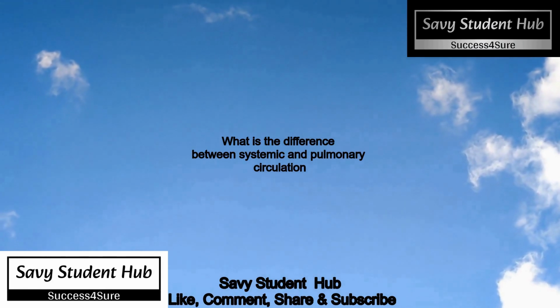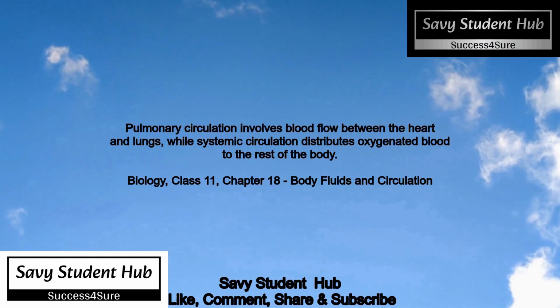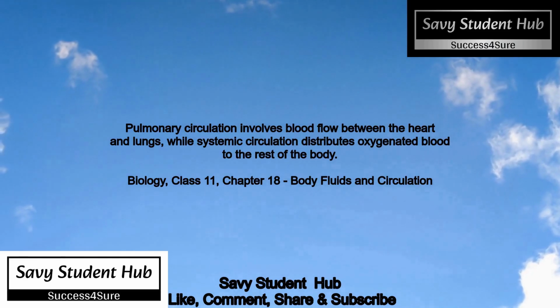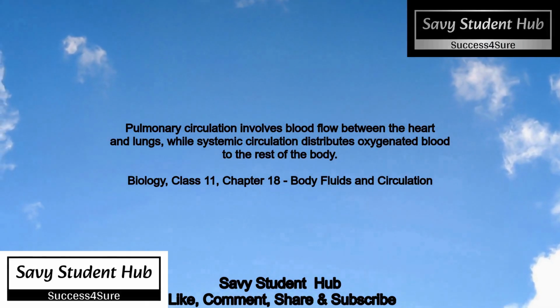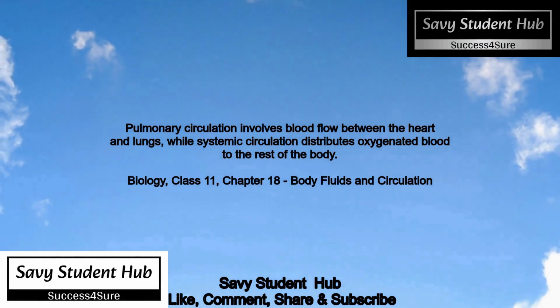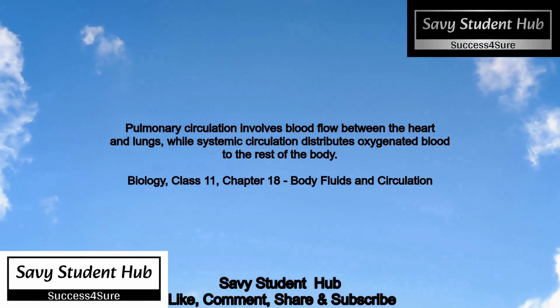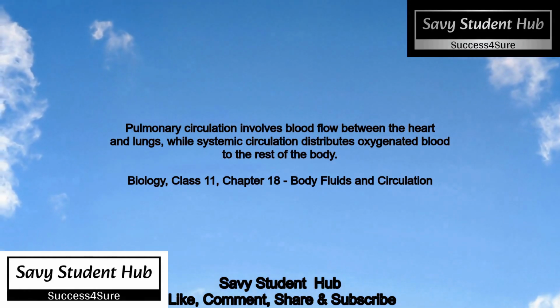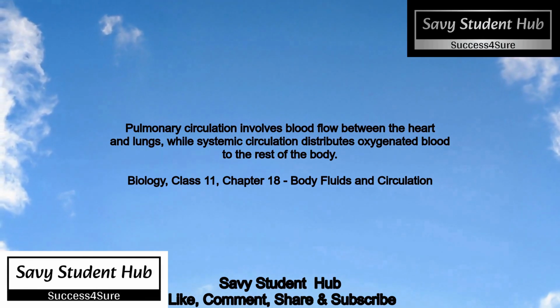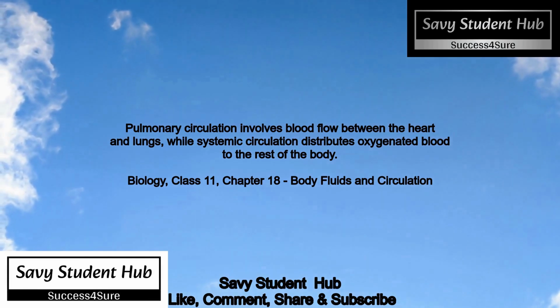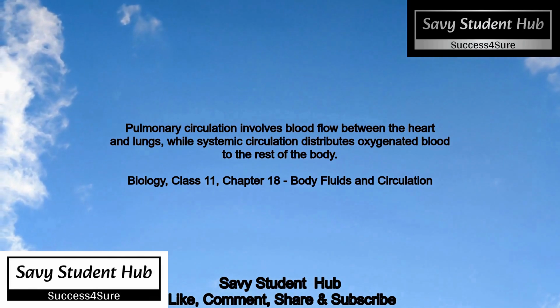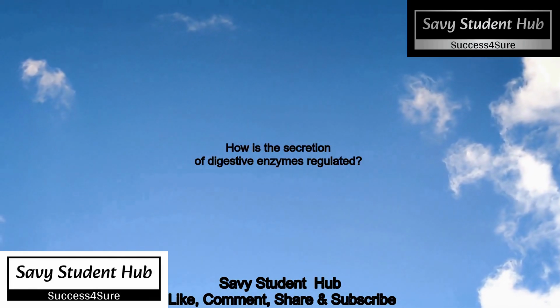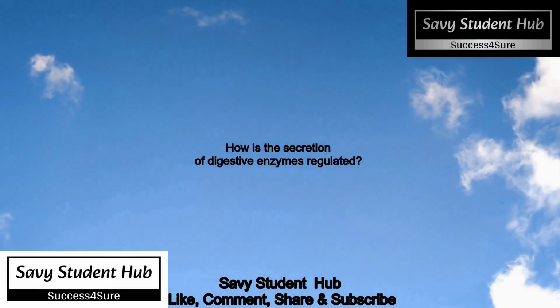Pulmonary circulation involves blood flow between the heart and lungs, while systemic circulation distributes oxygenated blood to the rest of the body. How is the secretion of digestive enzymes regulated?